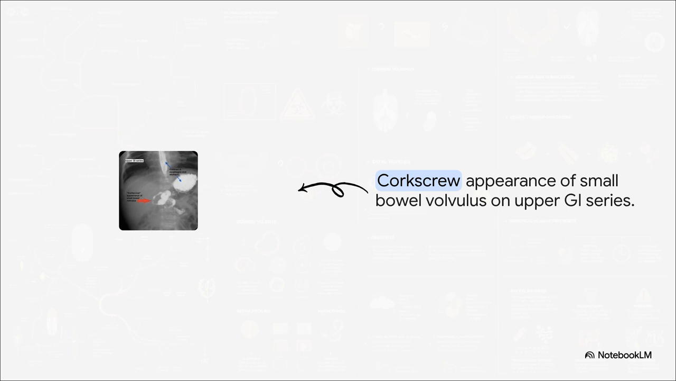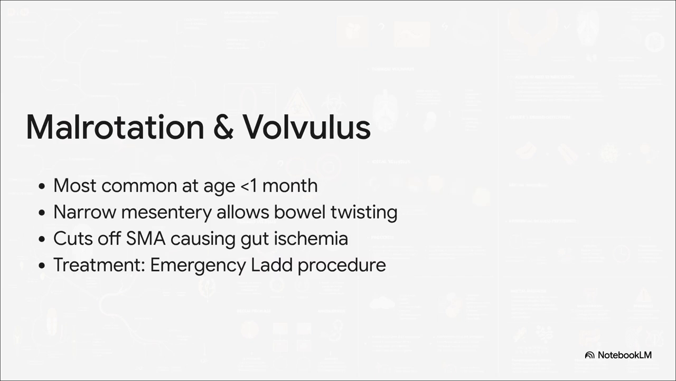When you see this exact spiral, corkscrew appearance of the duodenum on the contrast study, you've confirmed malrotation with midgut volvulus. So why does this happen? It occurs due to a failure of normal embryonic gut rotation.